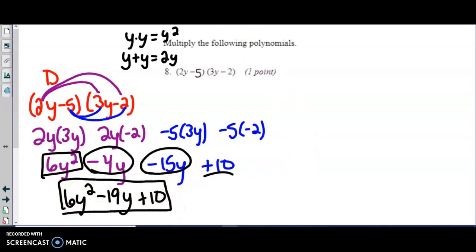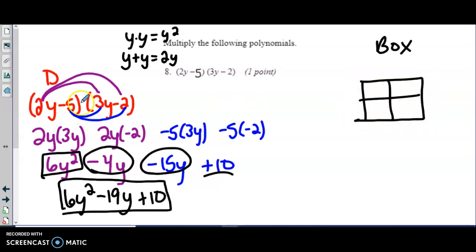Now for a lot of people, the box method is easier when you get to binomials. Binomials means that there's 2 terms in each of them. And I actually like the box method better too, because when you distribute, you tend to forget where you've distributed and where you haven't. So box method is actually my favorite. I'm going to take this first binomial, and I'm going to put 2y and a minus 5. Then I'm going to look at my second binomial. I'm going to put 3y and a minus 2.